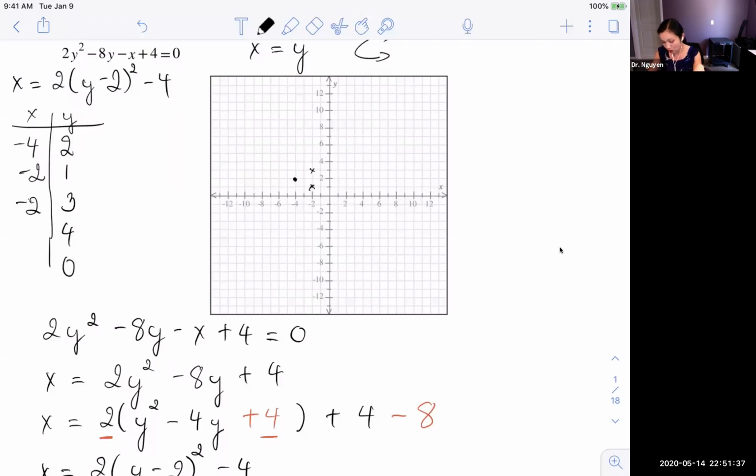So 4 minus 2 is 2, 2 squared is 4, 4 times 2 is 8, 8 minus 4 is 4. 0 minus 2 is -2, -2 squared is 4, 4 times 2 is 8, 8 minus 4 is 4. Good. And you see it's open to the right. So I got 4, 4. And then we are ready to draw the graph right there.